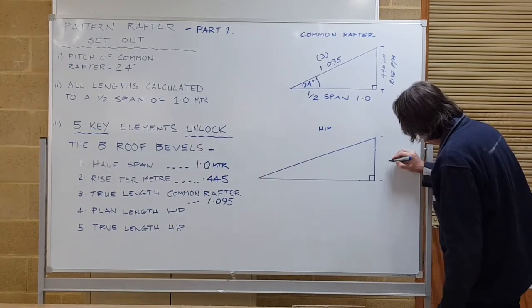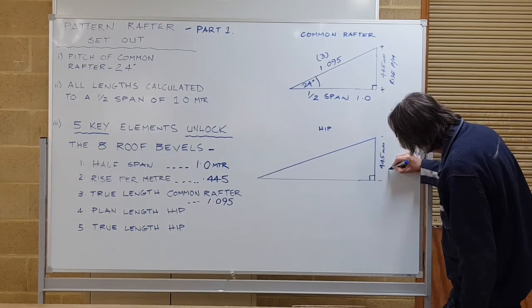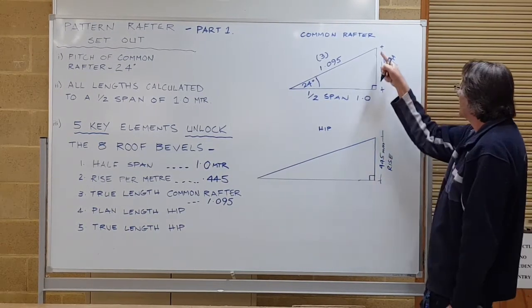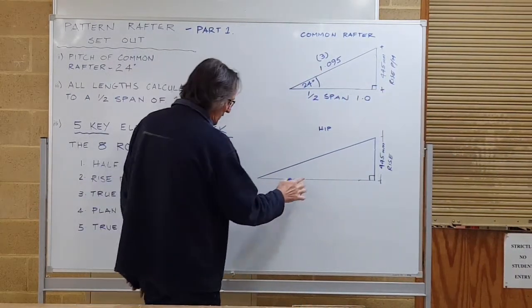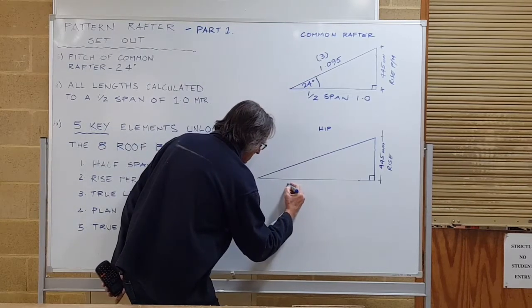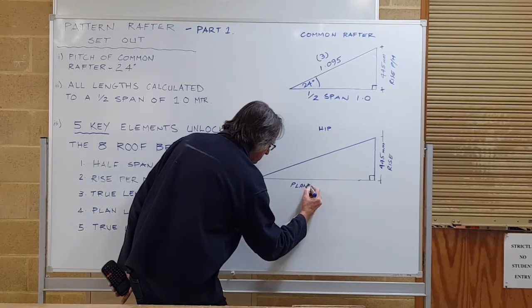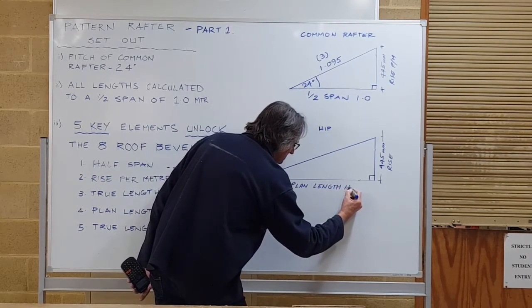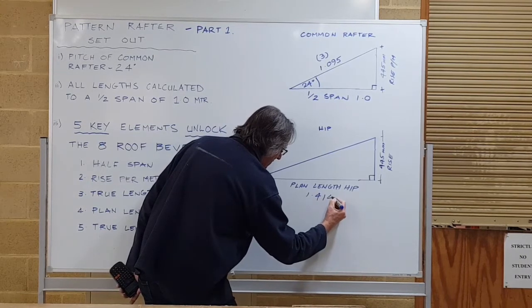We know the rise per metre will be the same. It will still have a 445 millimetre rise per metre, because the hip meets the common rafters in a hip roof. Because we know it's coming off a 90-degree corner, we know the plan length of hip is always 1.414.